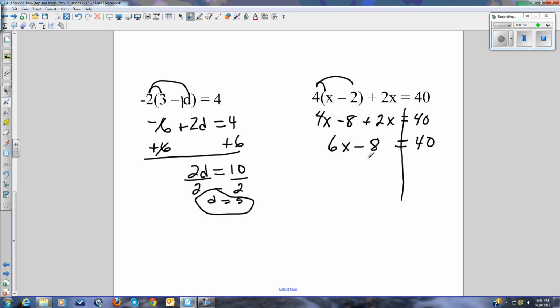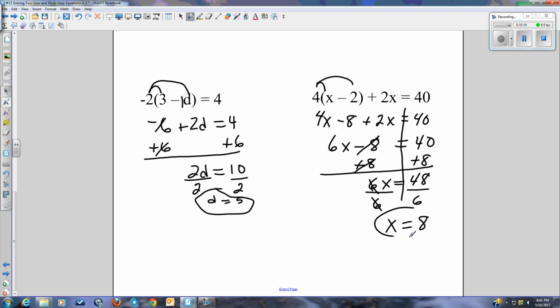We want to isolate the x, get it alone, so we want to do any addition and subtraction that we can. We have a problem where we're subtracting 8, so let's do the opposite and add 8 to both sides. The 8's will cancel, and we have 6x equals 48. We want to get rid of the 6 in front of the x, so we're going to divide each side by it. We end up with x equals 8.